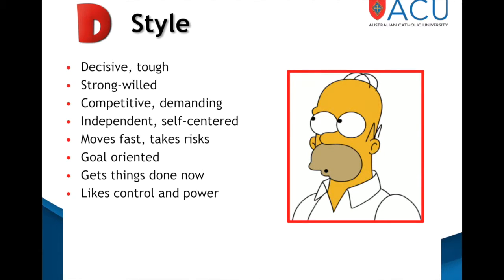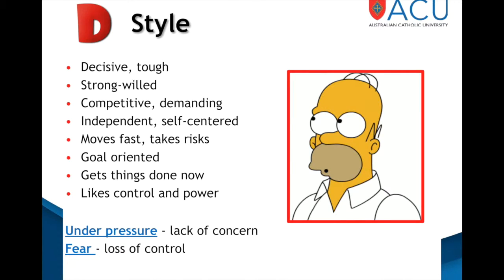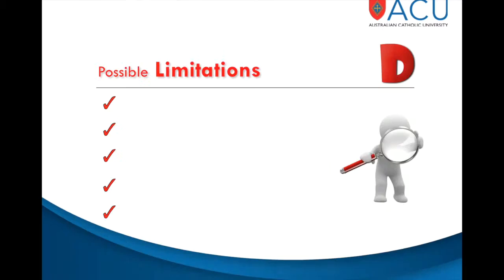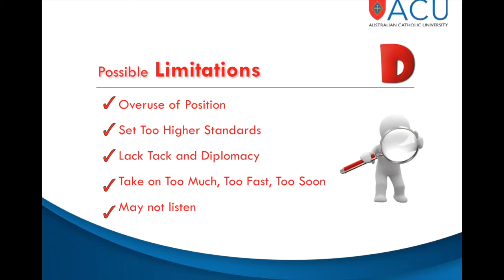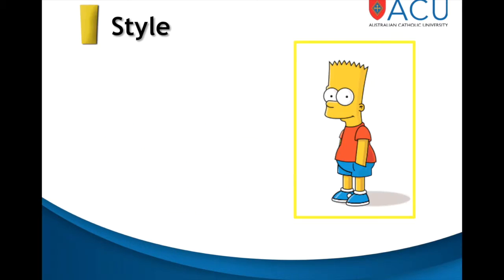So some of the styles: decisive and tough, strong-willed, competitive, demanding, independent, self-centered, moves fast and takes risks, goal-orientated, wants to get things done now, likes control and power. What you have to be careful of: under pressure, there's a lack of concern for others, and their biggest fear is the loss of control. Some possible limitations for a D: overuse of their position, sets really high standards, lacks tact and diplomacy, takes on too much, too fast and too soon, and may not listen at all.